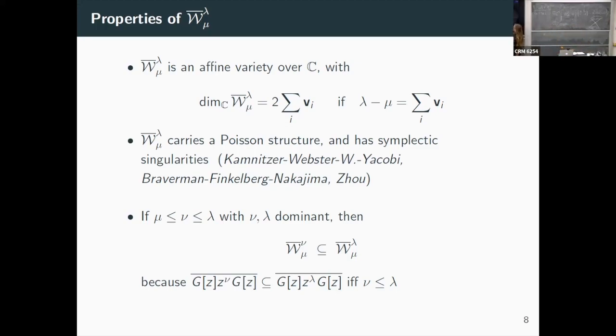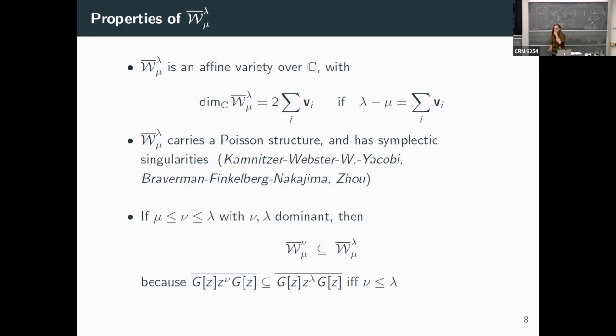When I say Poisson structure, secretly I mean holomorphic Poisson structure, like a complex Poisson structure. But these things are actually generically symplectic, so the dimension should be even. The complex dimension is even. In fact, these are expected to be hyperkähler varieties, I should say, but I don't know much about this. So as a real variety, it has dimension a multiple of 4.